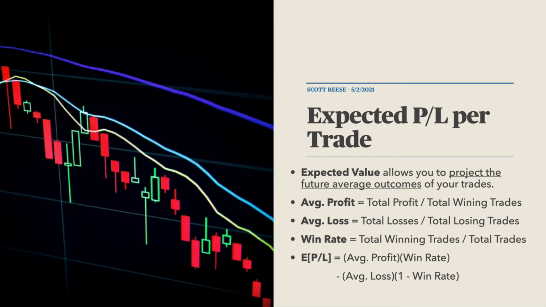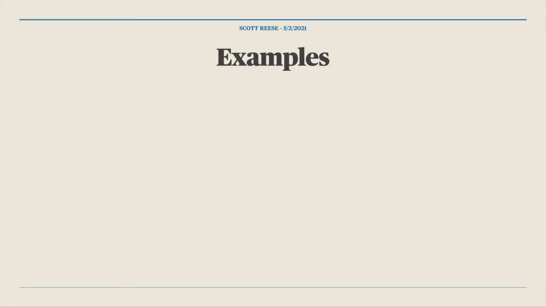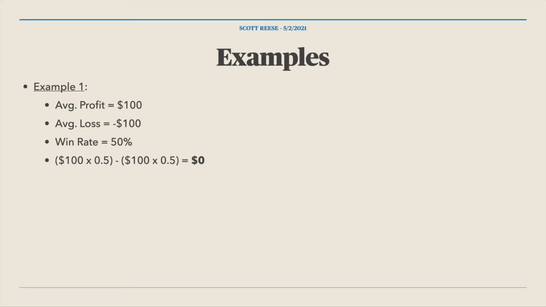And so once you perform this calculation, the result is going to show you how much money you expect to either make or lose on average for each of your trades going forward. So now let's look at a few examples here. In our first example, let's say our average profit per trade is $100, and our average loss is also minus $100, and our win rate is 50%.